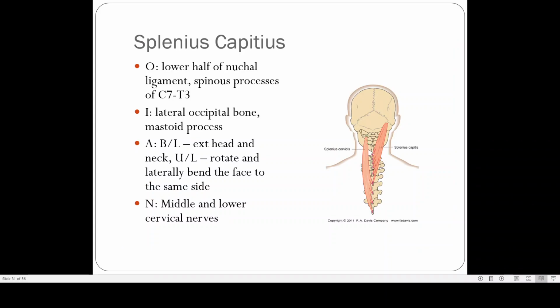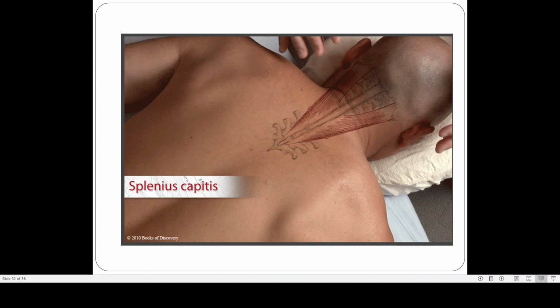More superficial posteriorly, we have the splenius capitis. So coming off the nuchal ligament and spinous process of C7 through T1 up to the lateral occipital bone, as well as the mastoid process. When both sides are working together, we're going to extend the head and neck. But when only one side is working, we're going to rotate and laterally bend to the same side. And this is middle and lower cervical nerves. Here you can see that splenius capitis.